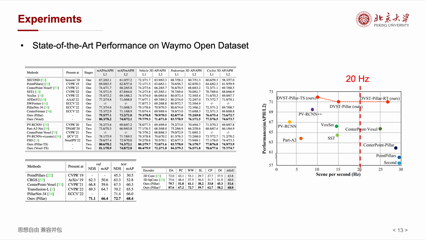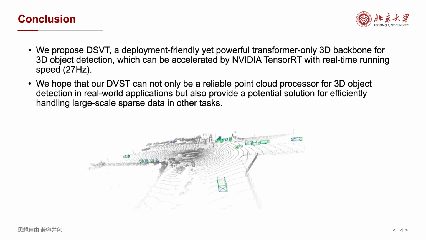This is the performance of our DSVT. Our model can be easily deployed by TensorRT to achieve real-time speed, and the performance is significantly better than the previous best model. We propose DSVT, a deployment-friendly yet powerful transformer-only 3D backbone for 3D object detection, which can be accelerated by NVIDIA TensorRT with real-time running speed.